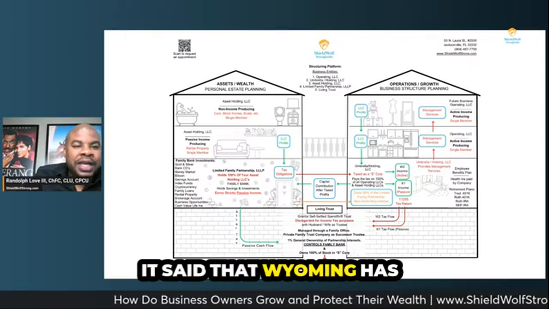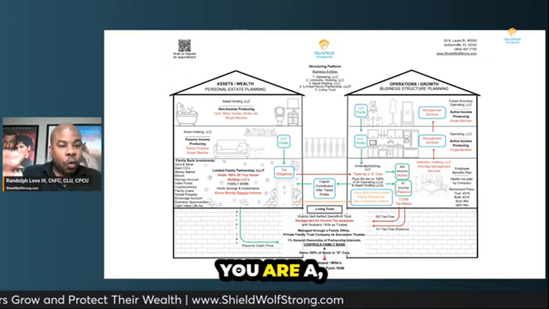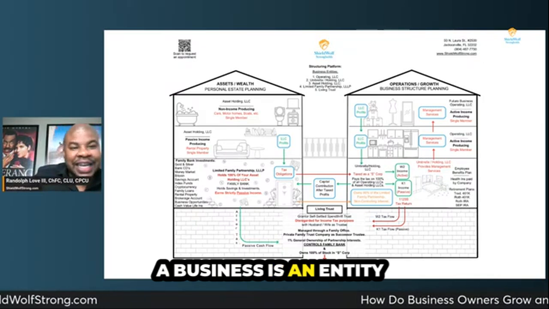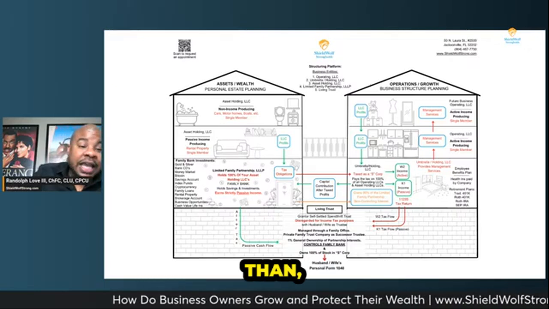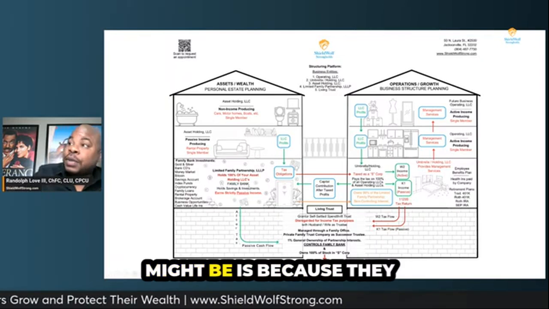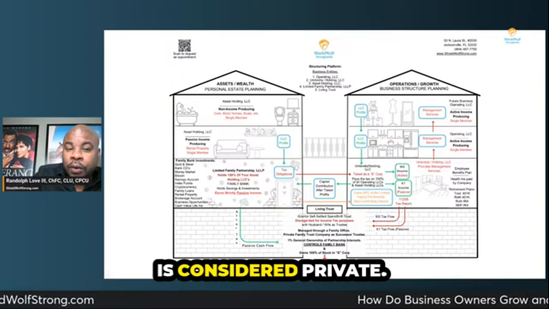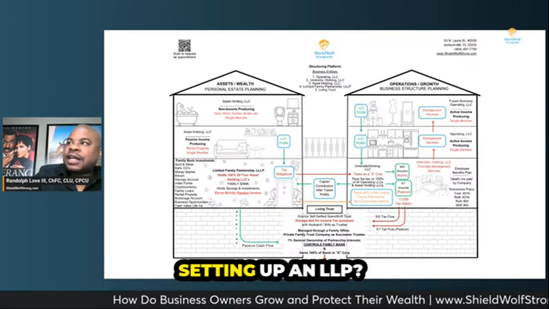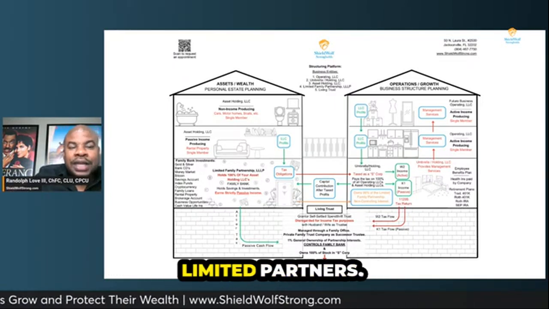It's said that Wyoming has more paper entities than physical entities. Because think about it, you are an entity, you are a living entity. A business is an entity on paper, and it's said that Wyoming has more paper entities than actual physical entities. And one of those reasons might be because they let somebody have a business to where everything is considered private. Now, why do people set up LLLPs? What's the benefit of setting up an LLLP? It allows you to separate your general partners from your limited partners.